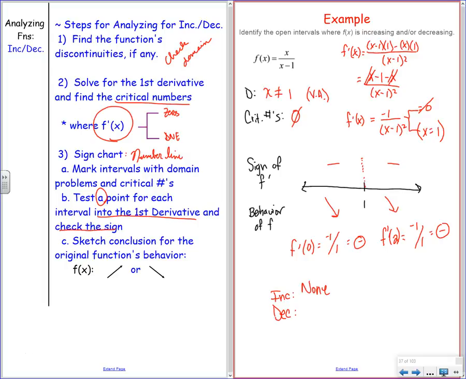So this is where we go back to the domain: x can't be 1. There's a vertical asymptote at 1. When I put my decreasing, how far left on the number line? Negative infinity. How far right? 1. Not including 1. There's a vertical asymptote there. So then it would be 1 and... Exactly. How far left? 1. How far right? Positive infinity. Good.